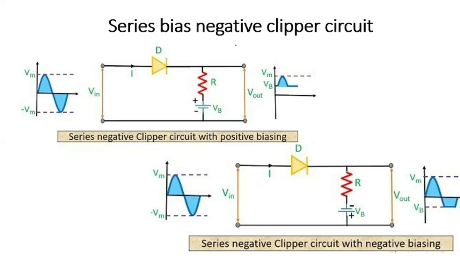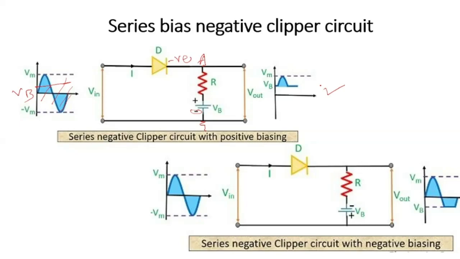Now the series bias negative clipper circuit. First find out which part we have to clip. At the reference point A, the negative part of the diode comes first, so the negative part will be clipped. Is the battery positive or negative? To find out, the negative is connected with the ground, so the battery is positive. So we place the positive battery VB here. The negative part will be clipped after the reference voltage, and we will get this as the output.